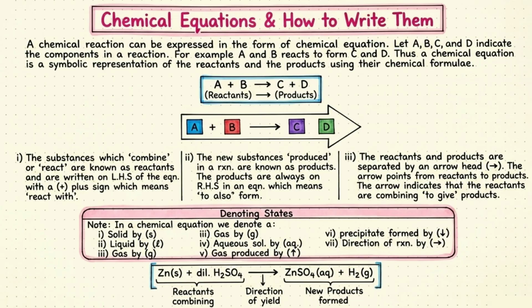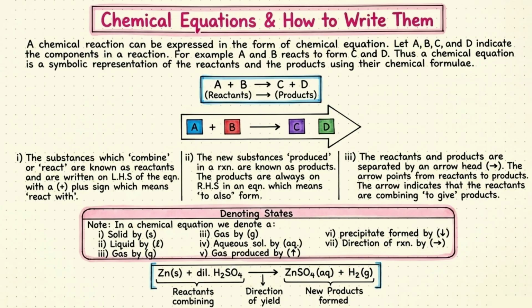Very important. A small s stands for solid. A small l is for liquid. A small g is for gas. The letters aq stand for an aqueous solution, which simply means the substance is dissolved in water. We also use directional arrows. An upward pointing arrow next to a product means a gas is produced and evolving into the air.